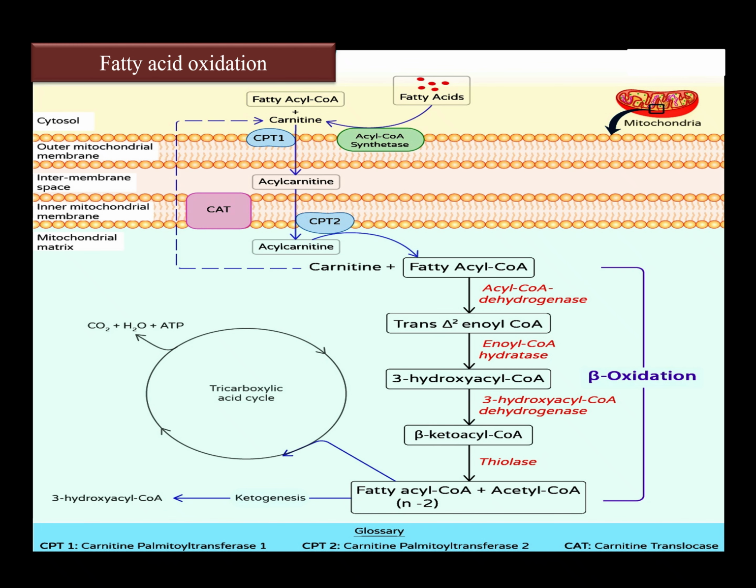Now we move to the next stage, fatty acid oxidation inside the mitochondria. Even though fatty acids are activated, they still cannot directly enter the mitochondrial matrix easily. So the body uses a transport system called the carnitine shuttle. After the transport, the fatty acid undergoes repeated cycles of beta oxidation and produces acetyl-CoA.